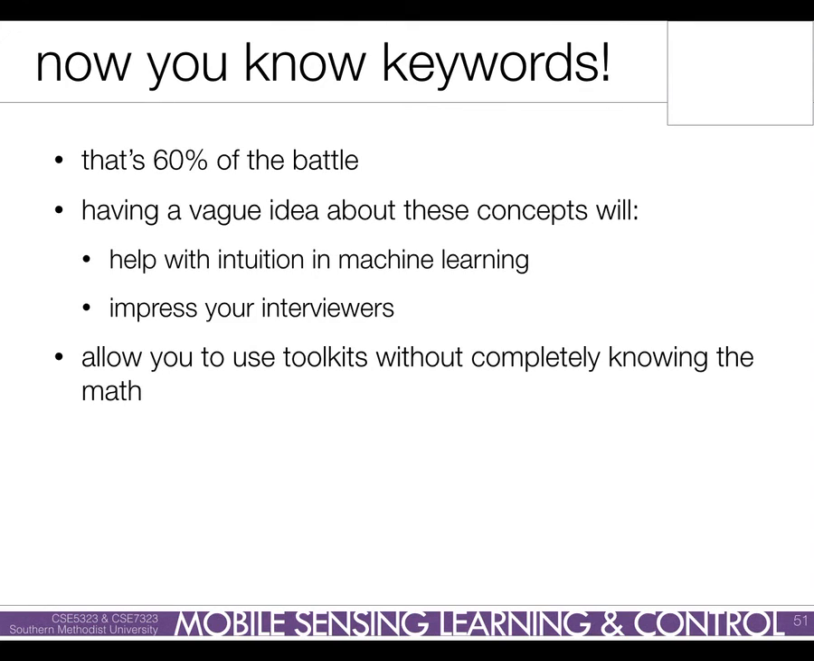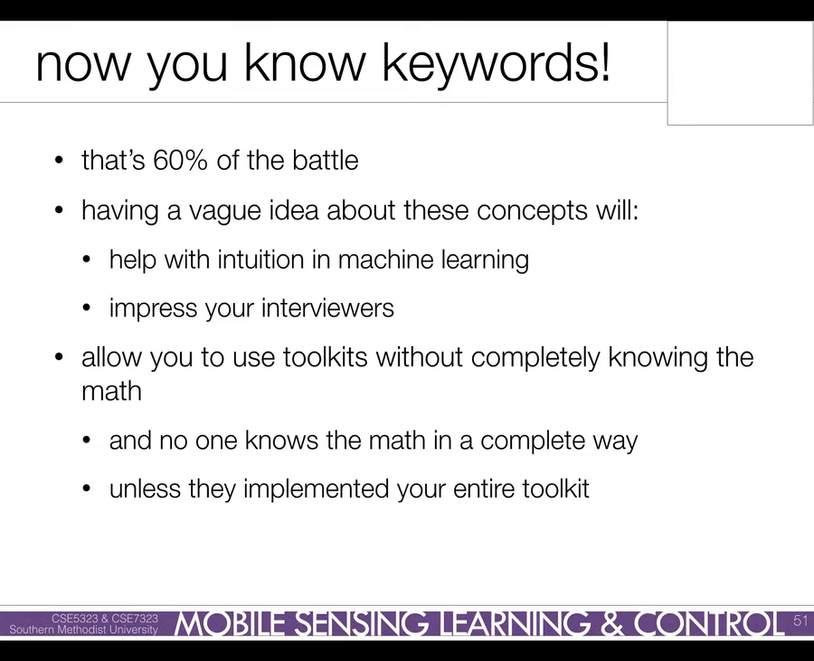And why is that important? Because that's what we're going to do. And no one knows the math behind all of these toolkits in a complete way. No one. That is a fact. Well, one person does, the person that implemented your entire toolkit. But usually this is a group of people. Okay? Unless you go down and implement these machine learning algorithms, you don't appreciate or understand all of the little nuances. But you still have an intuition about it. You can still use them, right? Okay.